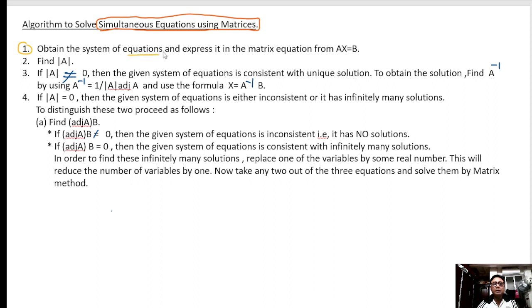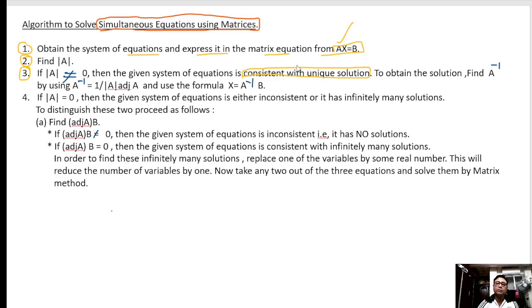Obtain the system of equations and express it in the matrix equation form. In this form we have to express it. Okay, so first we will express it in the matrix form in this pattern. We will all be discussing it, so please don't worry about it. Find modulus of A. Modulus of A, how to find, already I have discussed. If modulus of A is not equal to 0, then please understand the solutions are consistent with unique solution. It is a unique solution and it is consistent with unique solutions.